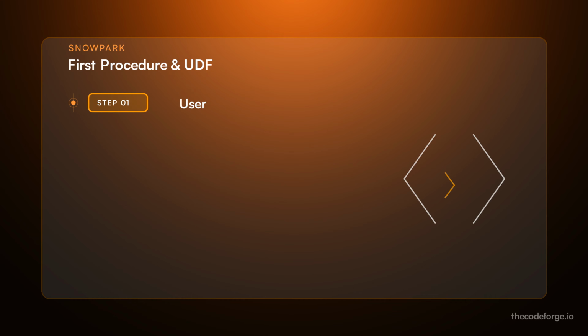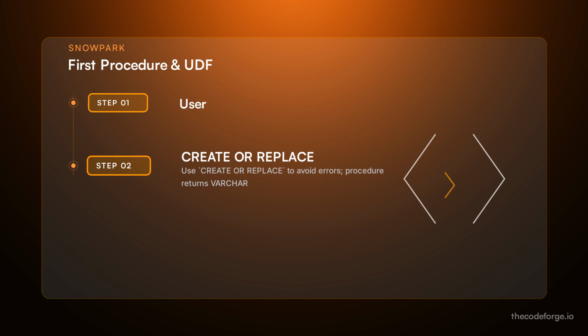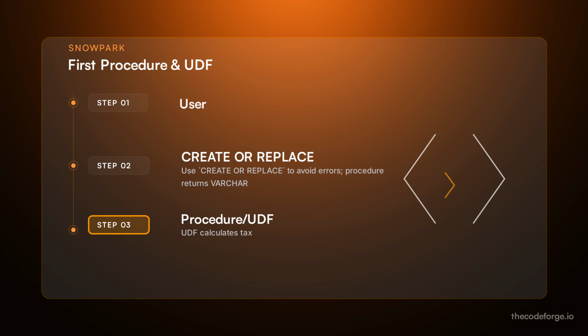Let's create a simple stored procedure that greets a user and returns a varchar, and a scalar UDF that calculates tax. Always use create or replace to avoid errors. You can call the procedure with call and the UDF with select. Version control your code using Git.